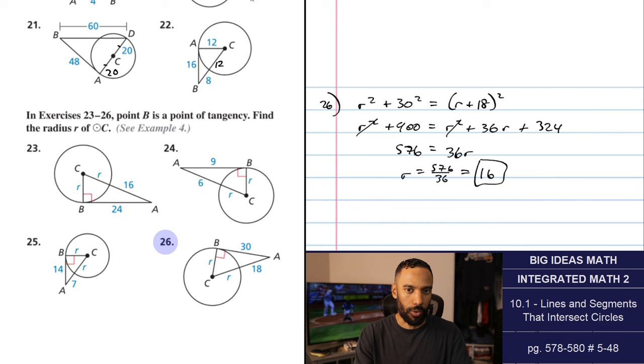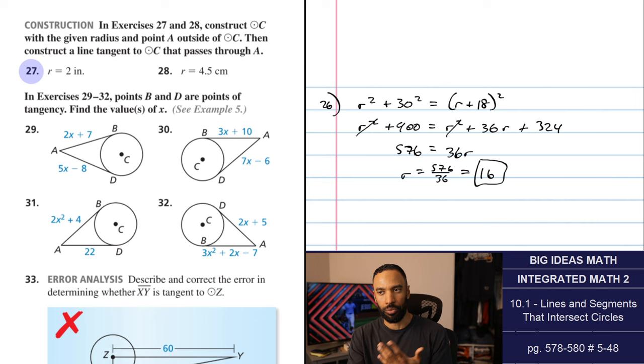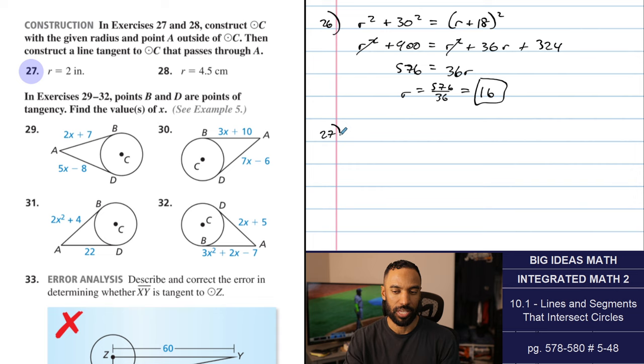It seems like that was a good check for just making sure that you know how the right angle thing works. I mean, they told us, they showed us the right angle thing, and they didn't have to. When they said it was a point of tangency, I think we should have been okay.